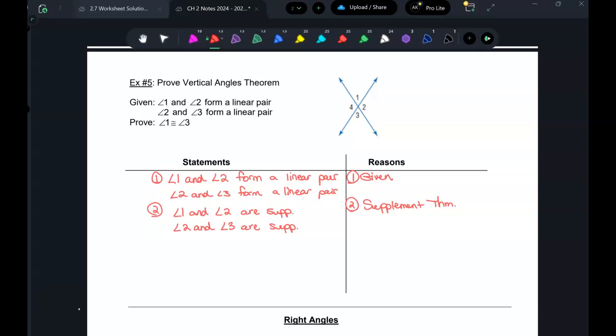Do I have 2 angles that are supplementary to the same angle? Yeah, so 1 and 3. So angle 1 is congruent to angle 3. It's so much easier. So we just used the congruent supplements theorem.